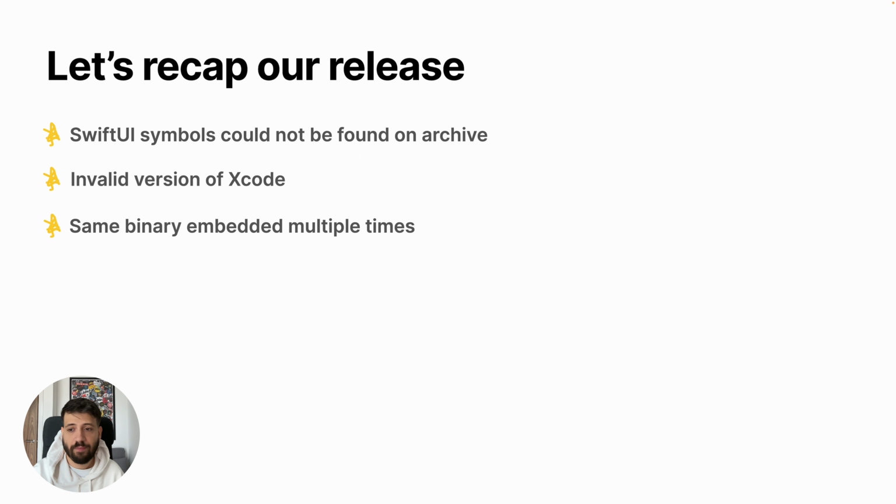So the errors we've had were, one, on archive, we saw that some SwiftUI symbols could not be found, and it was building for ARMv7, and it was that platforms issue that we talked about. Then we had an invalid version of Xcode on the CI, and we had the same binary embedded multiple times. So yeah, there were a few things going wrong, and while most of these fixes were absolutely trivial, actually quite easy to implement, we didn't have to write a lot of code for them, they actually took a while to figure out. So we wasted a lot of time, and potentially could have delayed our release multiple days while we figured out the issues.